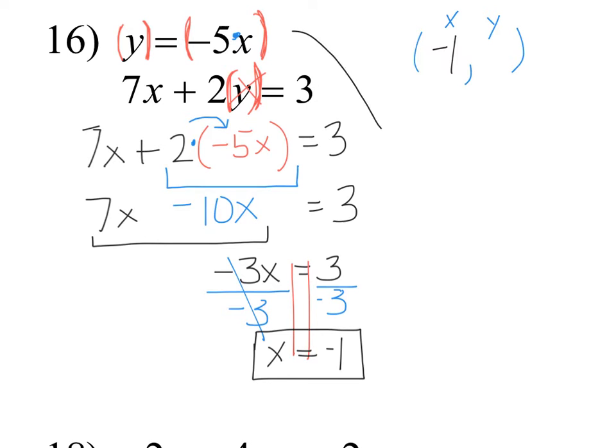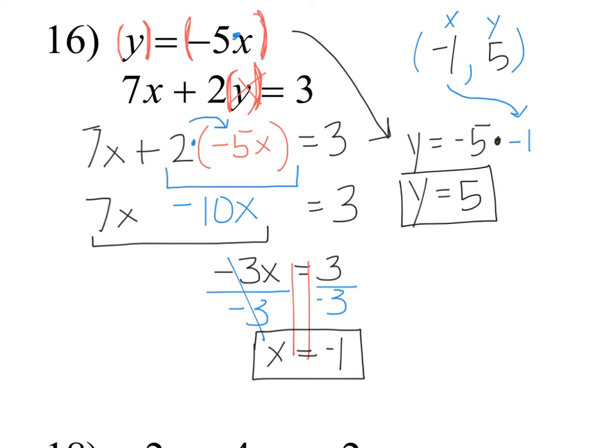I'm going to rewrite this equation. y equals negative 5 times x. I'm going to take this x here, which is negative 1, and if I can multiply those two, I'll calculate y. Well, 5 times 1 is 5. A negative 5 times a negative 1 is positive 5. So my y number is 5. My final answer, the place where these two lines cross on the graph, is negative 1, 5.